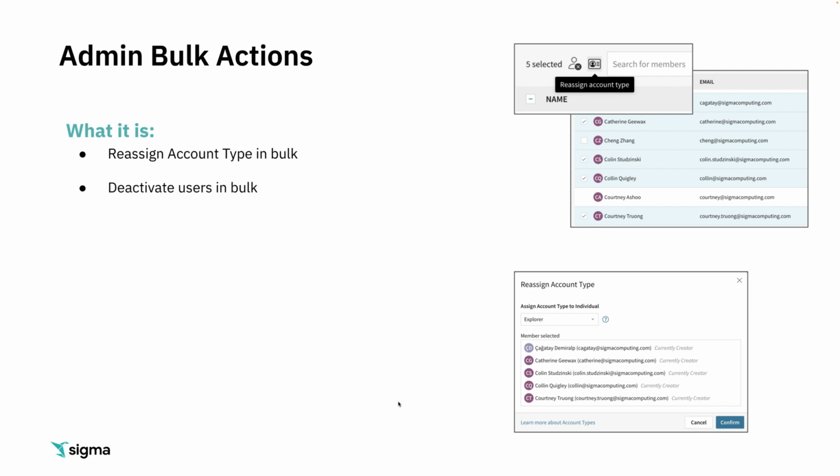And previously, we had the ability to assign account types to individual users. Now we have the ability to do that in bulk. So if you want to take 20 users and all give them a certain account type or a role, you can do that in one fell swoop right now. And similarly, if you want to deactivate a whole bunch of users, you can do that by clicking a whole bunch of users and then doing that in bulk. So I'll show you what that looks like.